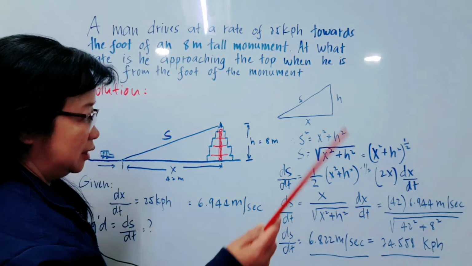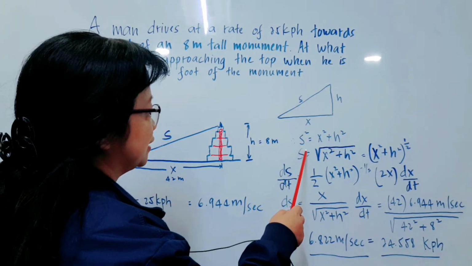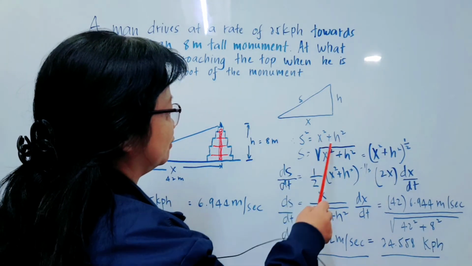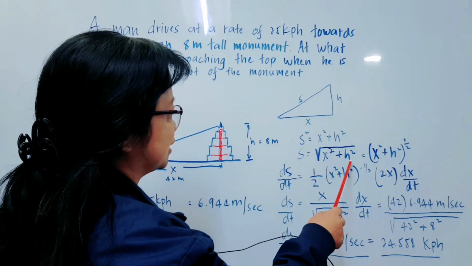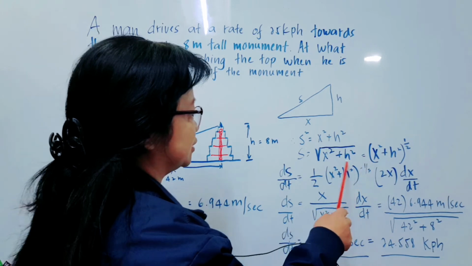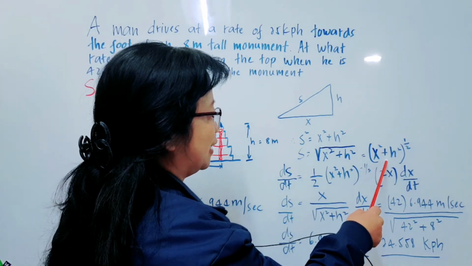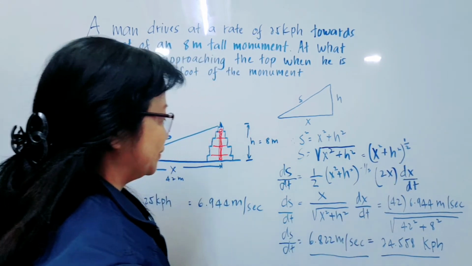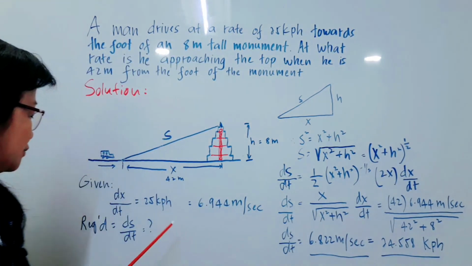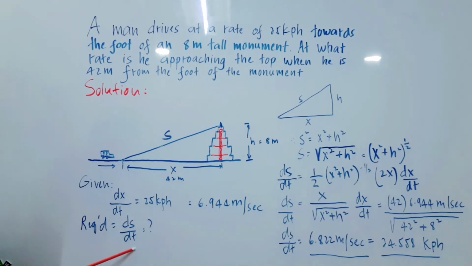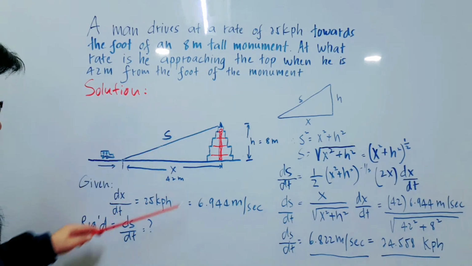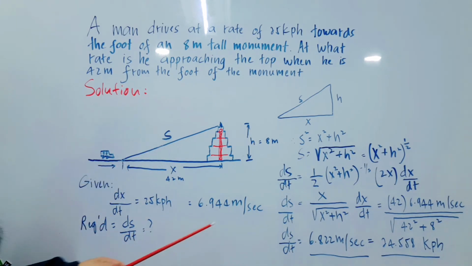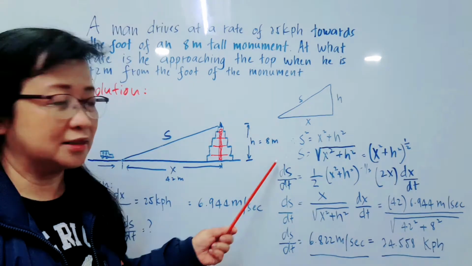Simplifying this, s is therefore equal to the square root of x squared plus h squared, which can also be written as x squared plus h squared raised to the power 1/2. Because we are looking for the rate of change of s with respect to time, the distance going up, ds dt, we have to differentiate.